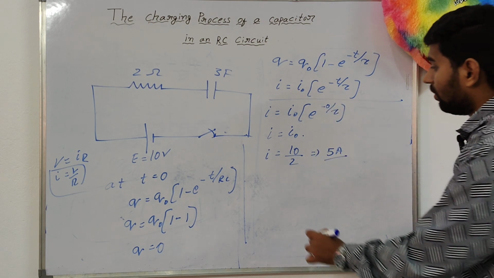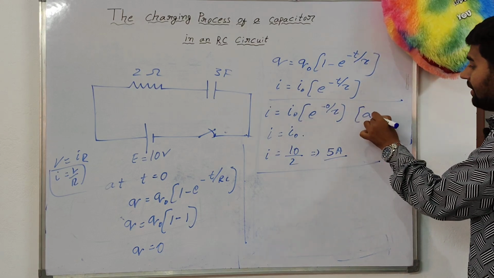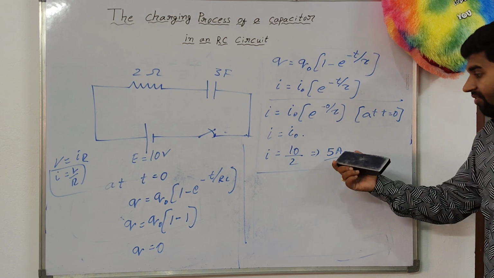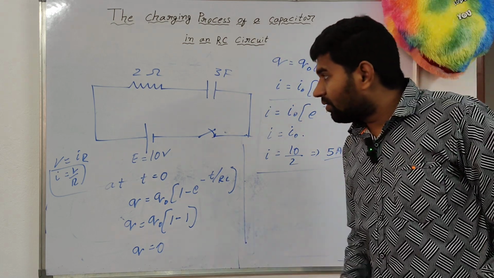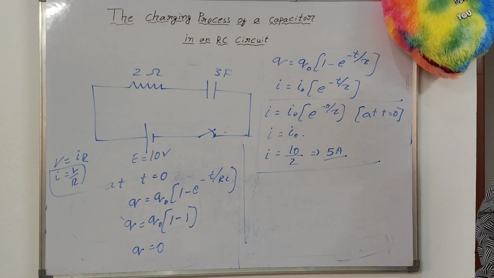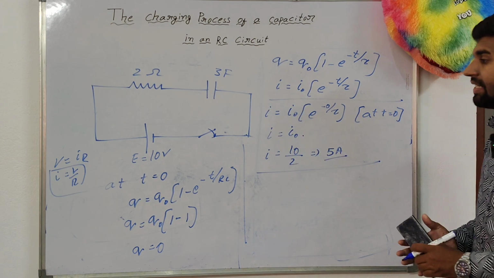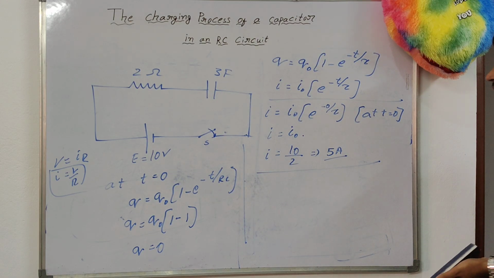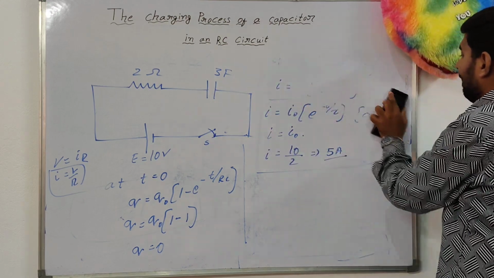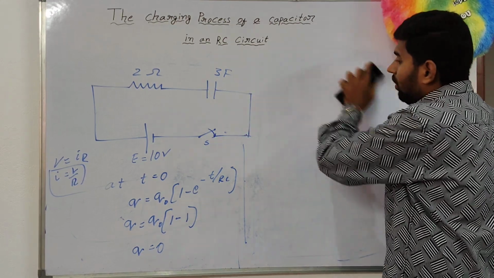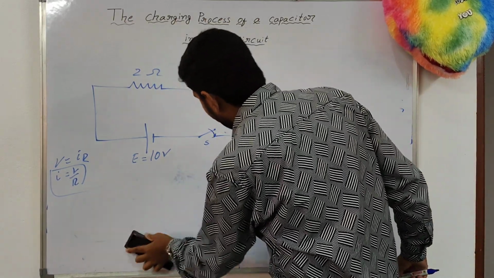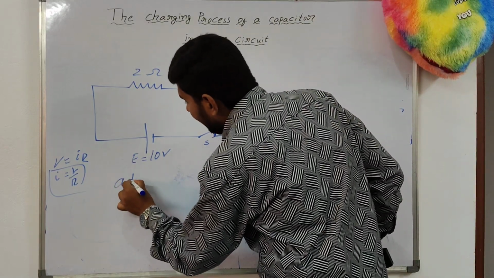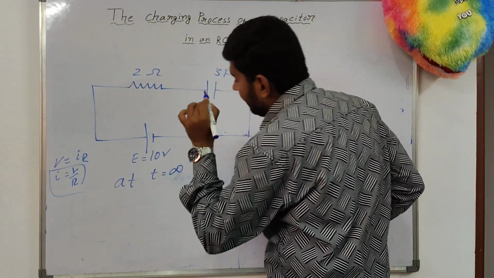whenever t is equal to 0. Is that clear? At t is equal to 0, the current I is equal to 5 amperes, the charge q is equal to 0, after closing the switch S. Now, next, suppose t is equal to infinity. At t is equal to infinity, what will happen?